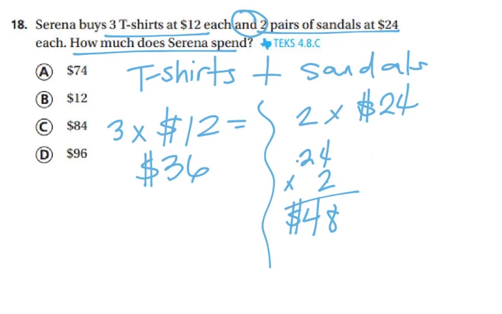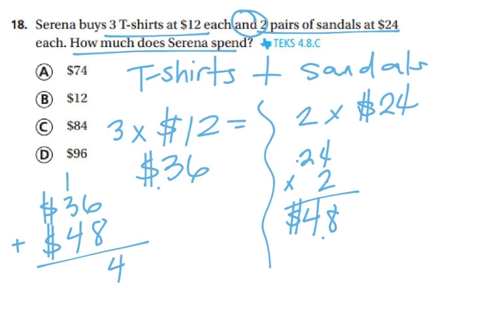So now I have to do something with these amounts. I'm going to add the t-shirt price and the sandal price. So I'm adding 36 plus $48. 6 plus 8 is 14. Carry my 1. 1 plus 3 is 4. Plus 4 is 8. 84 is how much she spent on the t-shirts and the sandals.